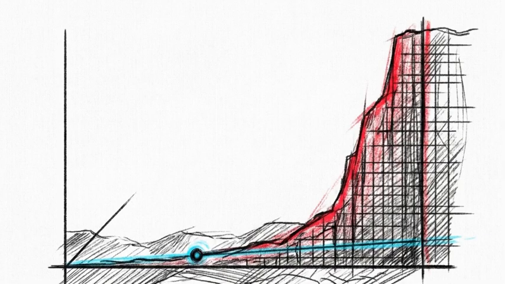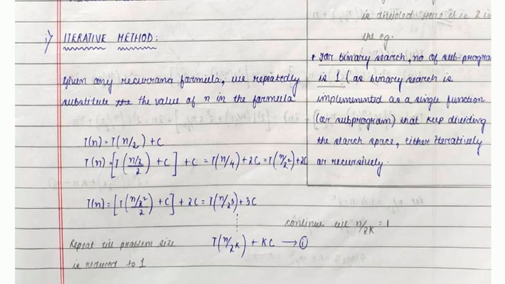Applying the iterative method to binary search, we start with its equation, T of n equals T of n over 2 plus c. We execute substitutions, replacing n with n over 2, generalizing the pattern across k iterations to T of n over 2 to the k plus kc.